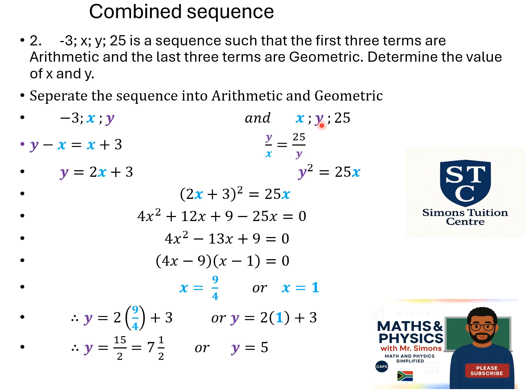Right here, by geometric, term 2 divided by term 1, y divided by x, must equal term 3 divided by term 2. So 25 divided by y. Cross multiply: y times y would give me y squared, and then x times 25 becomes 25x. Right, so I have two unknowns, y and x. So from here, if I made y the subject of the formula, wherever I see y on the other side, I'm going to substitute 2x plus 3. Right, so I have (2x plus 3) squared equals 25x.